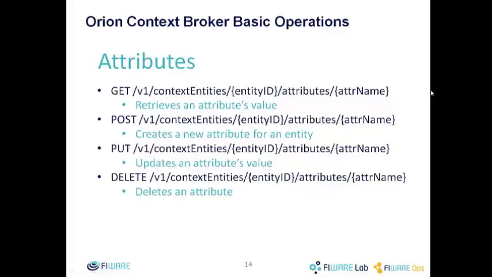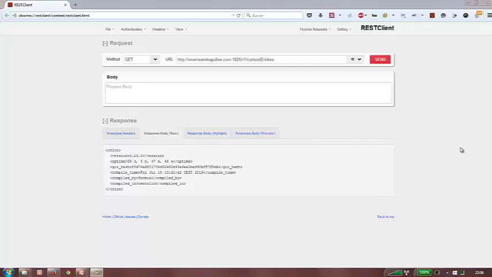Even if you want to know what entities are created in a specific context broker instance, you can just call the v1 context entities method without an entity ID, and you get everything that's there. Let's make a call to the context entities method without providing an entity ID, and you'll see that we'll get all the entities on the server.